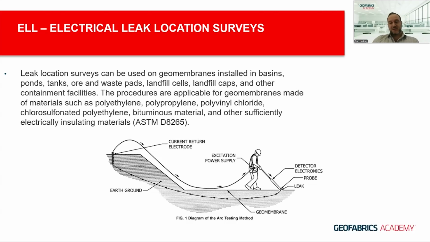At the bottom of the screen, this is just an example of what an arc testing method would look like. So you can see here an operator that has a detector with a probe walking along the liner that is placed on an earthen subgrade. There's a circuit that is completed once a leak or a hole is detected. That would sound an audible alarm and indicate there's a defect in the liner. But we'll go into that in a bit more detail as we look through the various different methodologies that are used.